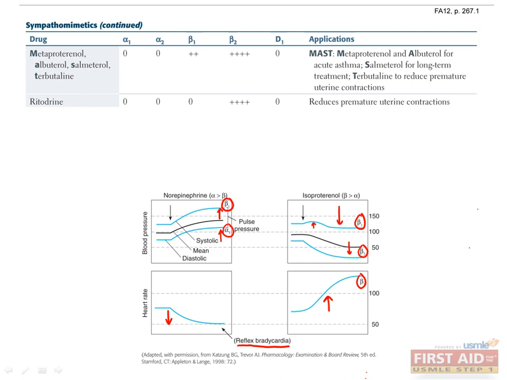The increase in heart rate is significant because in addition to the beta-1 effect, there is also an element of reflex tachycardia due to the decreased blood pressure.